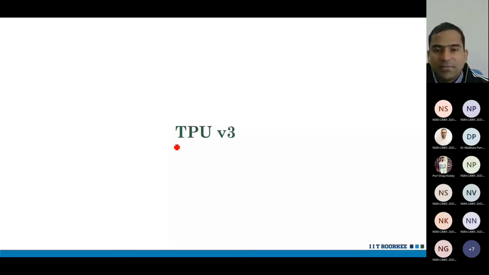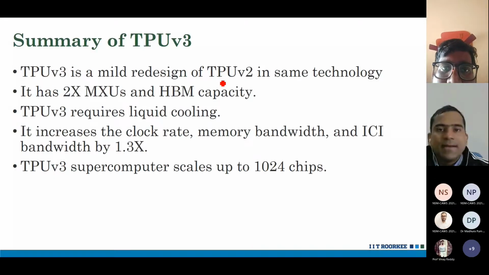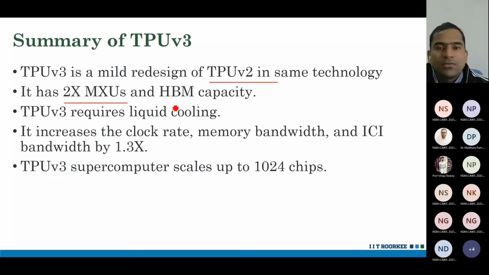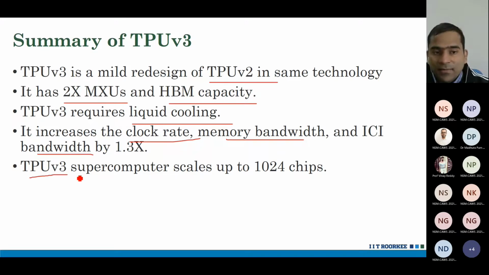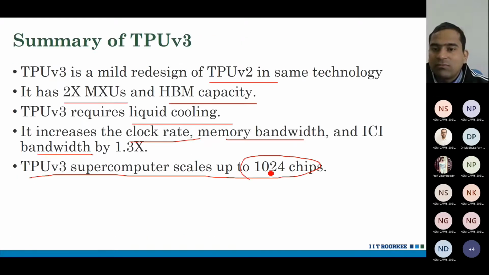Now let us see the specific features of TPU version 3. TPU version 3 is a mild redesign of TPU version 2 in the same technology. It has twice the number of MXUs and twice the HBM capacity. It requires liquid cooling because it has very high power consumption. Here clock rate is increased, memory bandwidth is increased, ISA bandwidth is increased. And this supercomputer can scale up to 1024 chips. This one was scaling only till 256 chips. Here it can scale to 1024 chips.